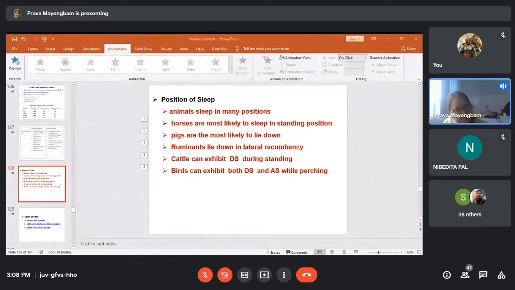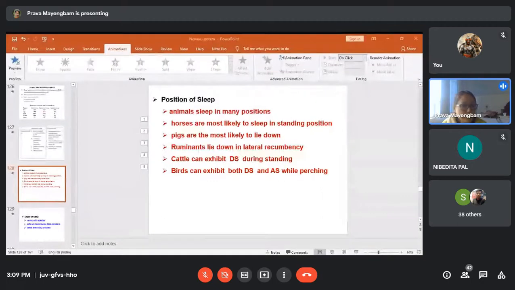Now you know lateral recumbency. I explained this recumbency in my previous classes. I hope you remember it. If not, you search it, okay? I have explained this already in my previous classes. Ruminants lie down in lateral recumbency, and cattle can exhibit deactivated sleep during standing.